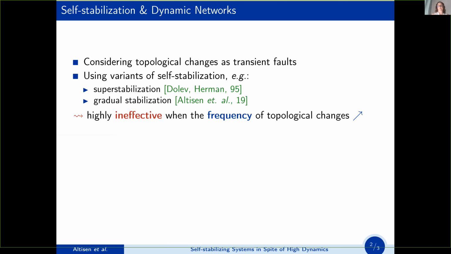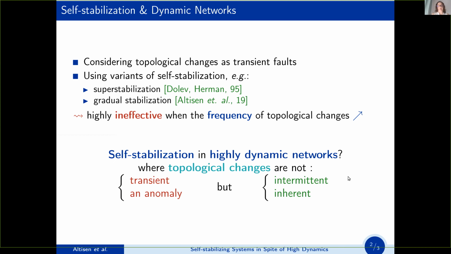One can also use some variants of self-stabilization that are especially designed for dynamic networks, such as superstabilization or gradual stabilization. However, whatever solution you choose, this works only if you have few topological changes, if those are temporally and geographically sparse. And it becomes completely ineffective when your topological changes are very frequent.